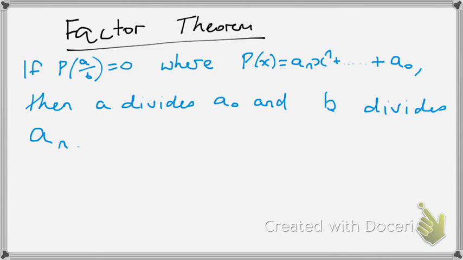What it means is that if this is a factor, bx minus a, I'll write that again because that looks atrocious. So if this is a factor, or if that divides p(x), where b and a are both integers but they don't need to be positive, then it means that a, the number on top of the fraction, divides the constant term, and it means that b, the number on the bottom of the fraction, divides the term at the front.